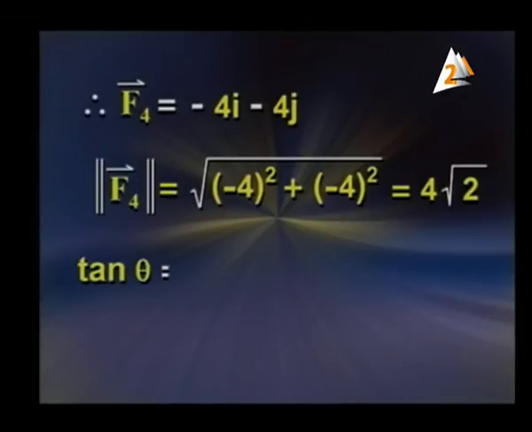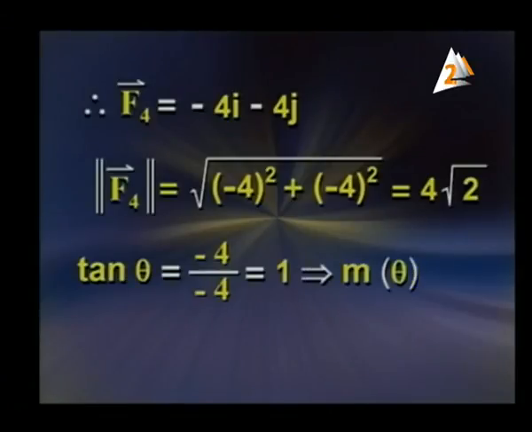4 root 2. And here tan theta equals 1, therefore the measure of angle theta equals 225, not 45, because y and x are both negative. Then theta lies in the third quadrant, which is 180 plus 45 equals 225.